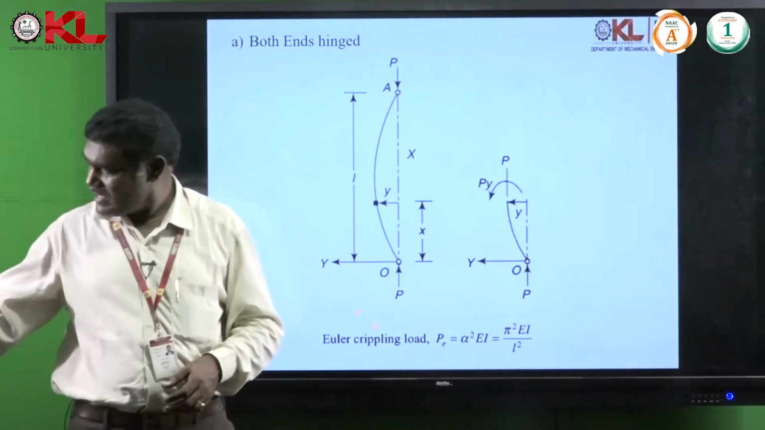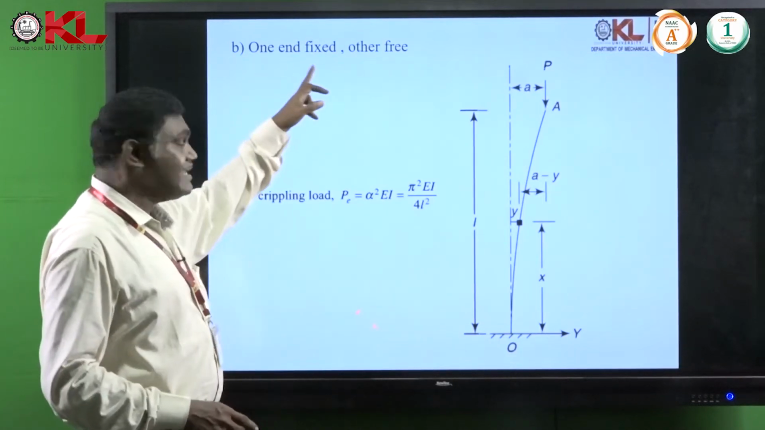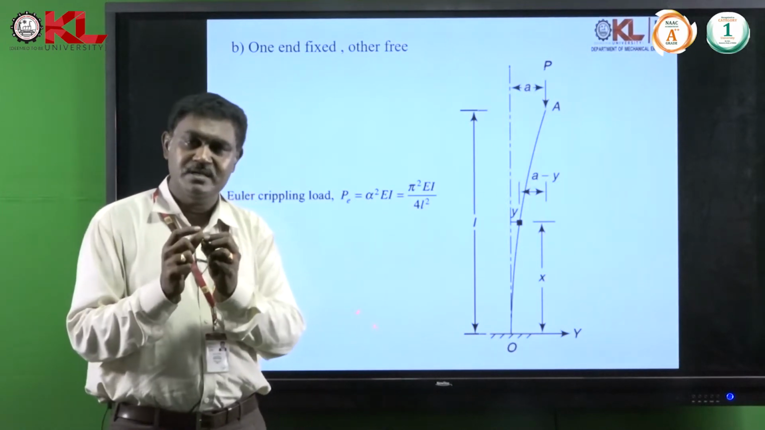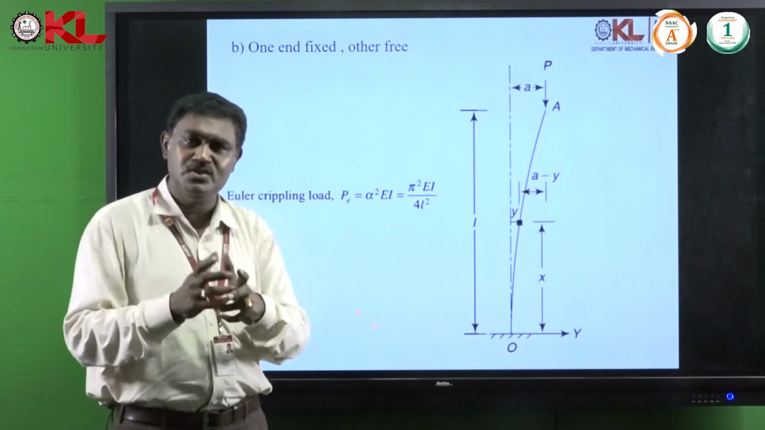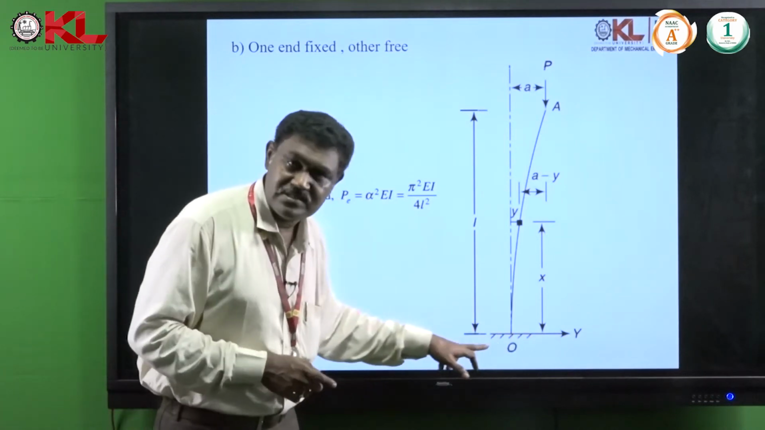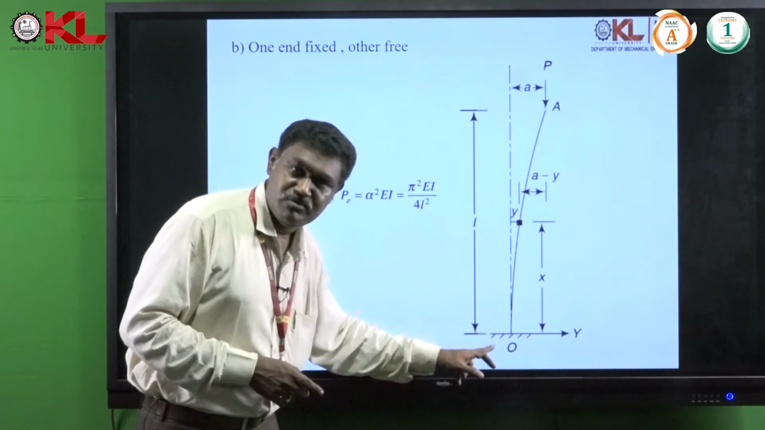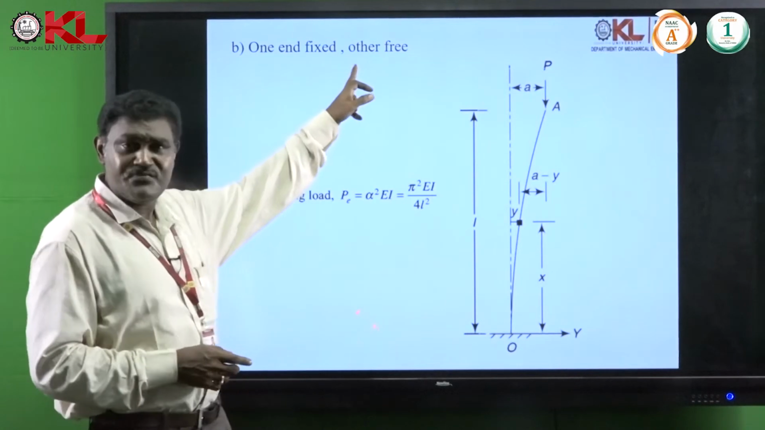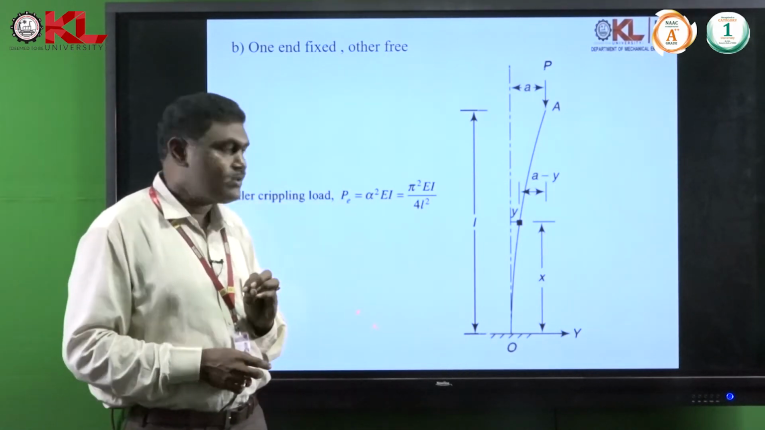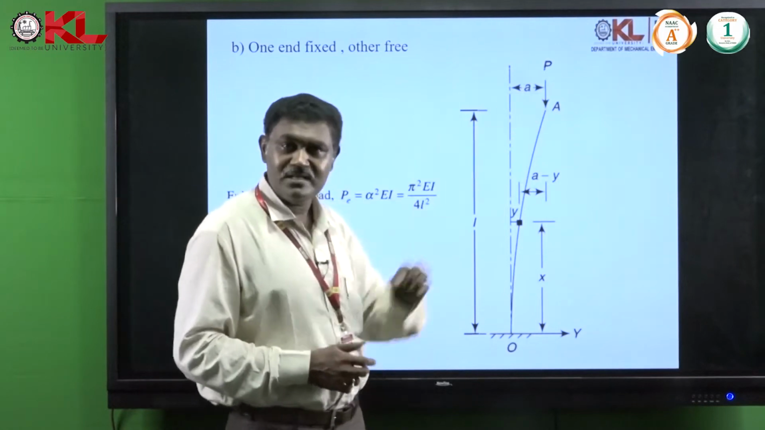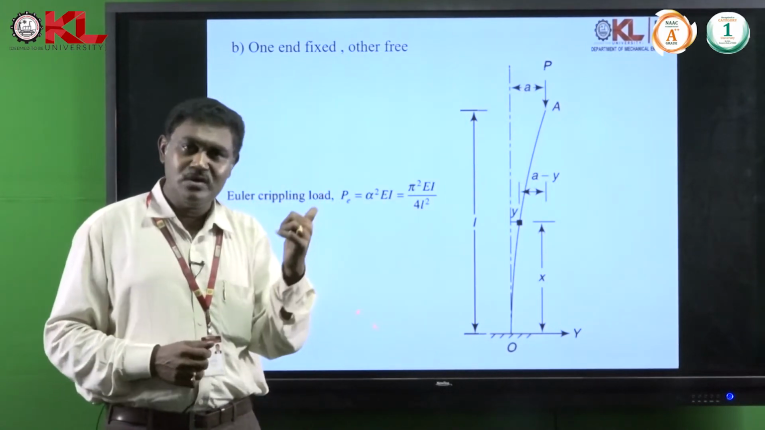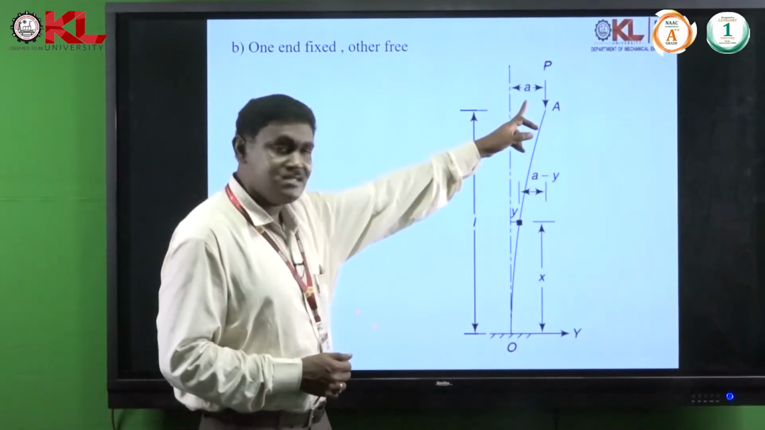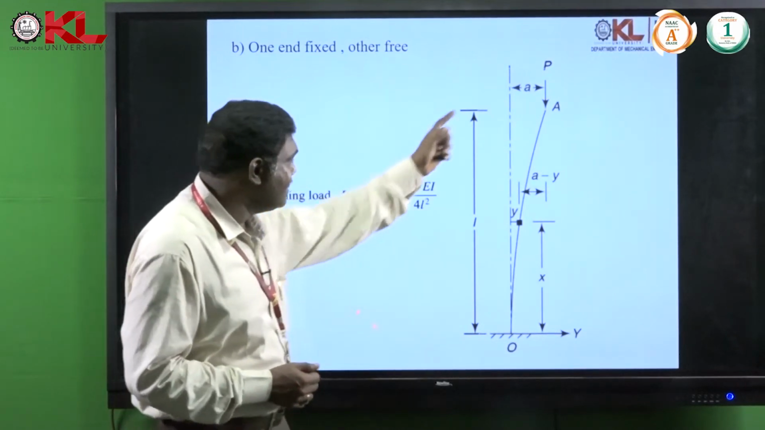Now we will see the second case, where one end is fixed and the other is free. One end is fixed, which means the degrees of freedom in all directions are 0 at that point, here. See, this is the fixed end, where all degrees of movement are 0, and the other end is free. Now, applying the load P, you can see that in this case the load is not acting along the axis of the column. It is away from the axis of the column at a distance A. You can clearly see it in the diagram.